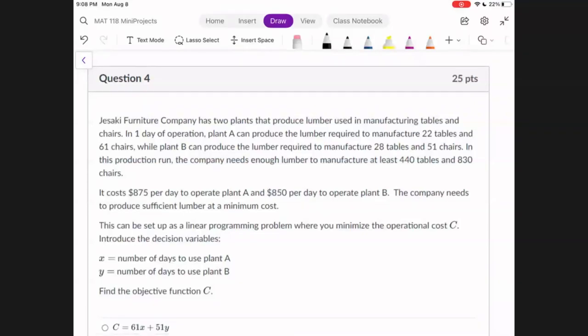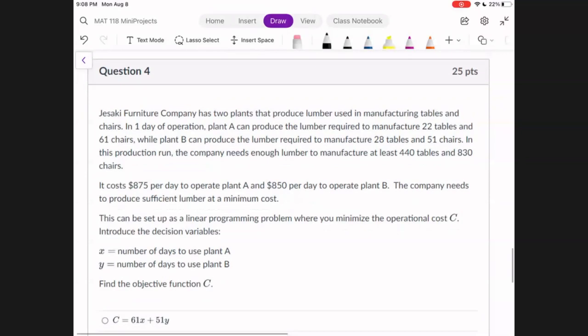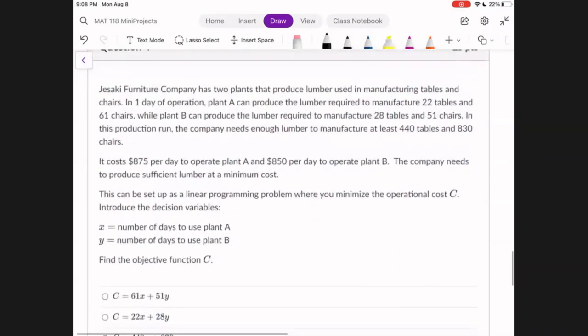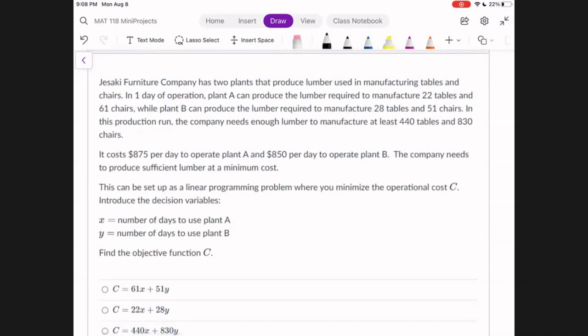Hey everyone, I did leave out this question. I do apologize. So for question 4 on 5.3, we see that we have the furniture company. We have some details here. And I just want to know the objective function for this. Okay, so if you read through it, it's just like the plant production of tables and chairs. So pretty much I'm just looking for the objective function. So for the first plant, it was $8.75 per day. For the second plant, it's $8.50.